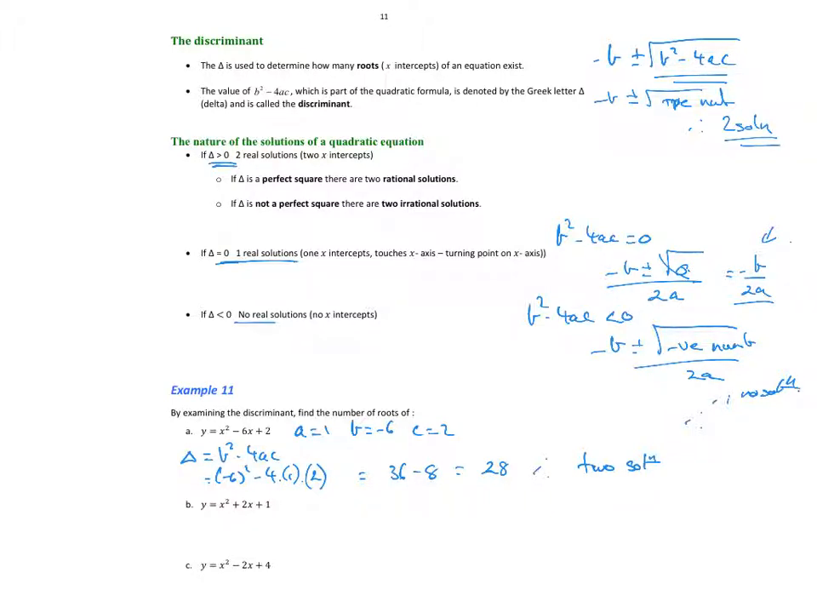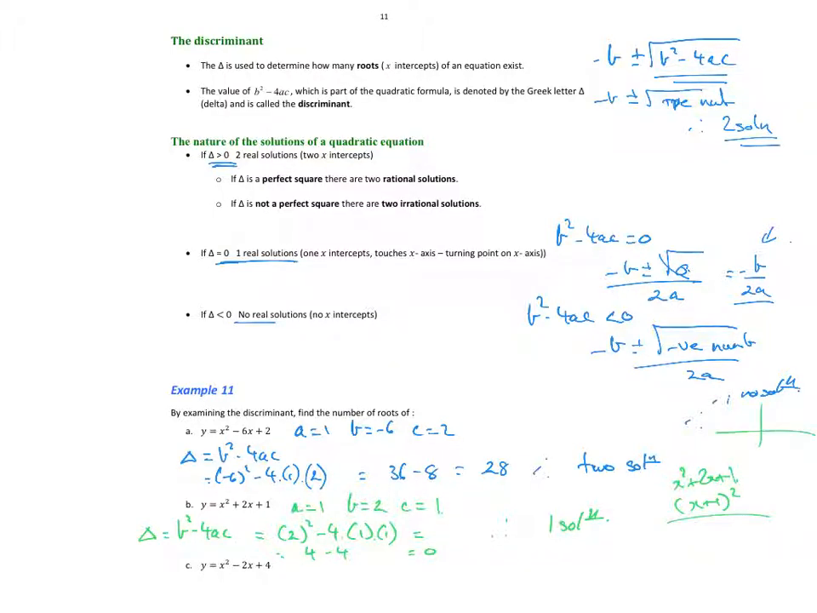Okay. If I look at the next example, I get a equals 1, b equals 2, and c equals 1. So the discriminant, which is b squared minus 4ac, is equal to 2 squared minus 4 times 1 times 1, which is equal to 4 minus 4, which is equal to 0. Therefore, I get one solution. So if we consider x squared plus 2x plus 1, if we factorise that, I get x plus 1 all squared. And the graph of that is that, isn't it? One intercept, one solution. That's what that discriminant tells me.